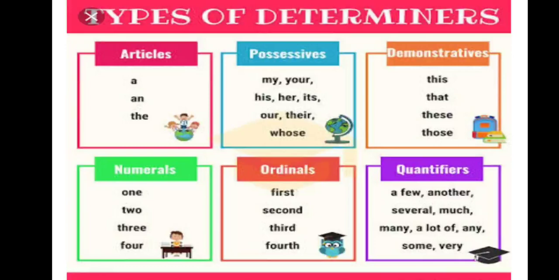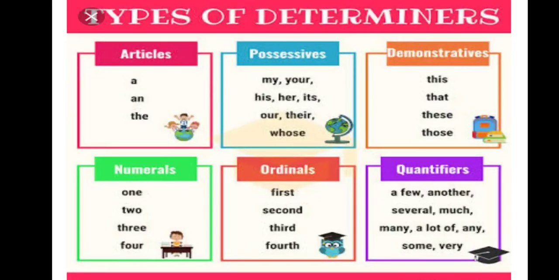Coming to the fourth one, numerals, they give us numbers. For example, 1 pen, 2 pens, or 3 books, 4 books, like that. The next one, ordinals: first, second, third, and fourth. Ordinals basically tell us about the position. Okay, that boy came first in our class. She stands second in the school.